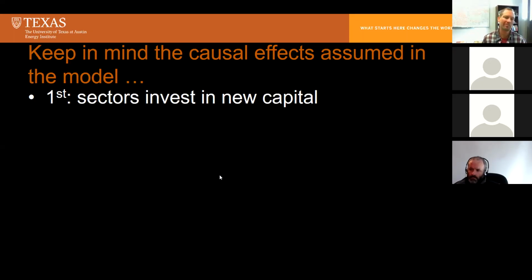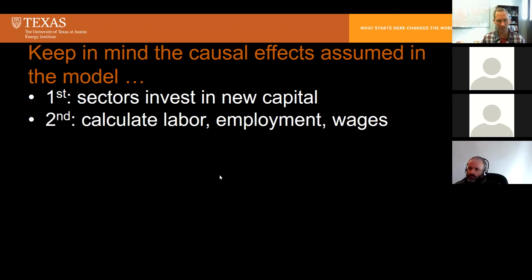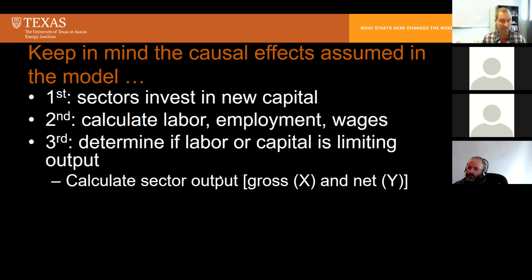So here are the sort of causal effects, if you will, assumed in the model. The driving factor is the behavior assumption about investment. Sectors invest in new capital based upon their profits and a parameter related to that. Then I calculate how much labor is needed. Then you know what the employment is. Then you know how to update wages. Then you look and see which one is the limiting factor: is capital limiting the output, or is labor limiting the output?